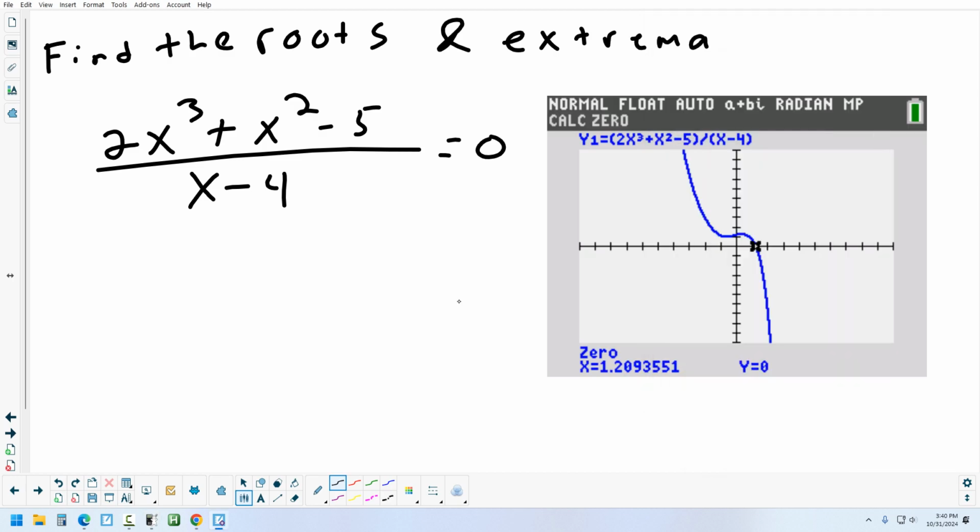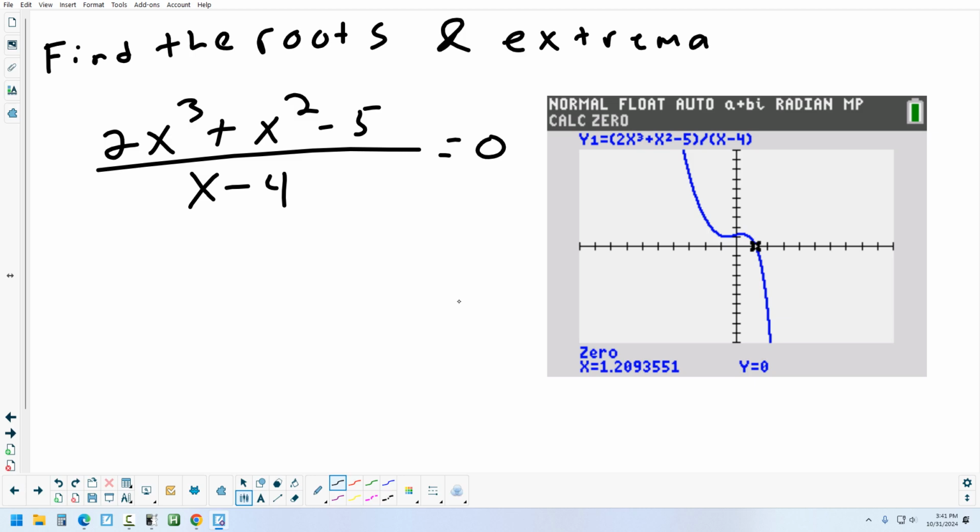And with that messy of an answer, I definitely know rational root theorem was not going to work. The only decimal answer we would get from rational root theorem using P's and Q's would have been a 5 over a 2 or a 1 over a 2. You would not have gotten a decimal that was 0.209355. So we had to use the calculator. Okay, so we've got our root.